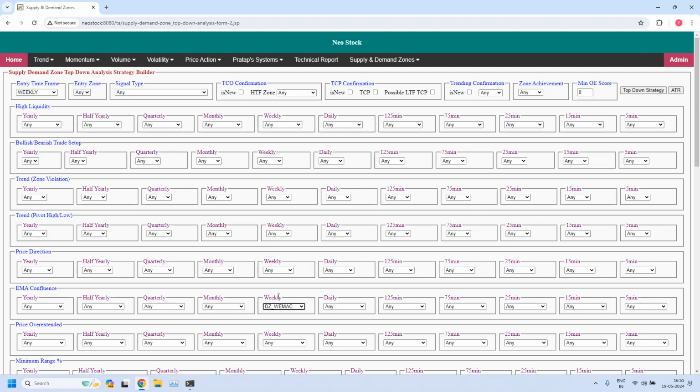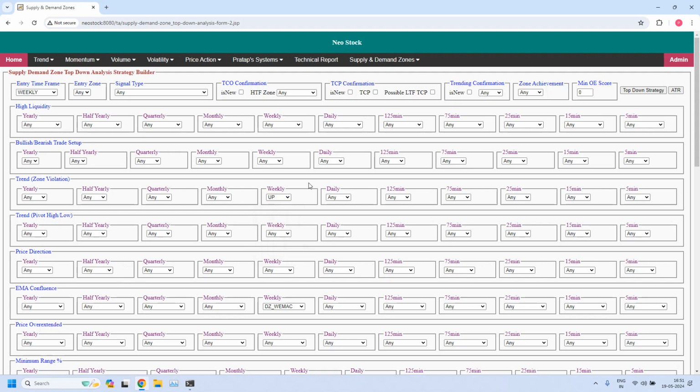Because otherwise we have to generate several reports. At least this report will be helpful to you. But remember, the weekly EMA Confluence is significant only if the trend is uptrend. In sideways you cannot use it; there is no meaning. So that is the reason why, for the zone violation trend in weekly time frame, I am selecting uptrend.